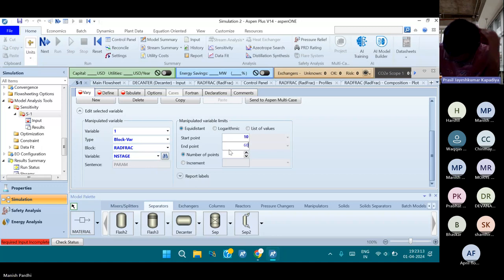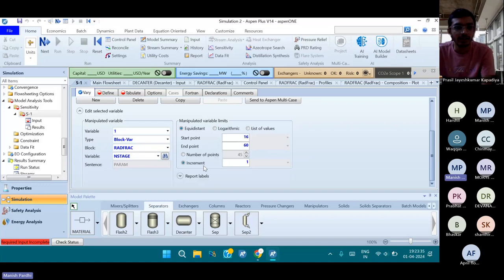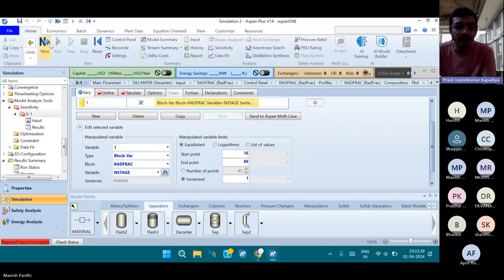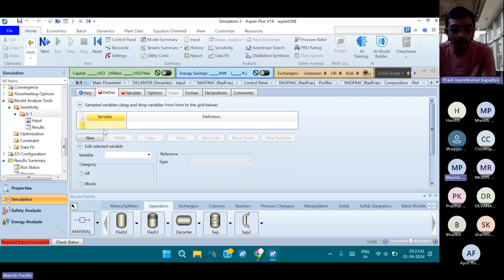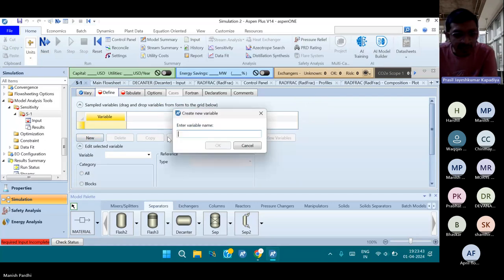10 to 60. That's because our feed stage location is 12 and 15. So let's vary from 16 to 60, otherwise it will throw an error. Yes, with an increment of 1, obviously. Now press next. We will be defining that same variable, mole fraction of acetic acid.